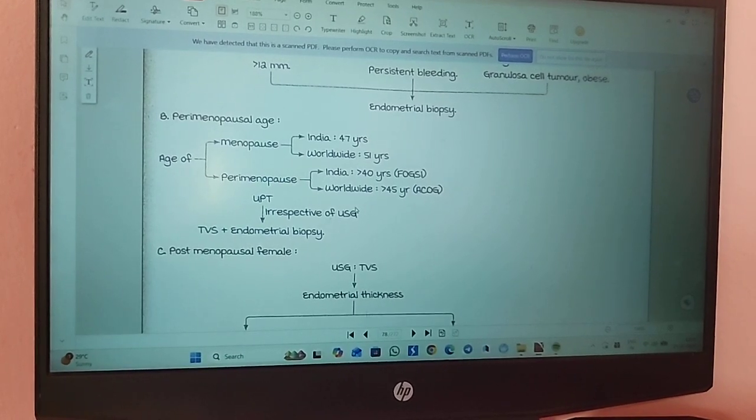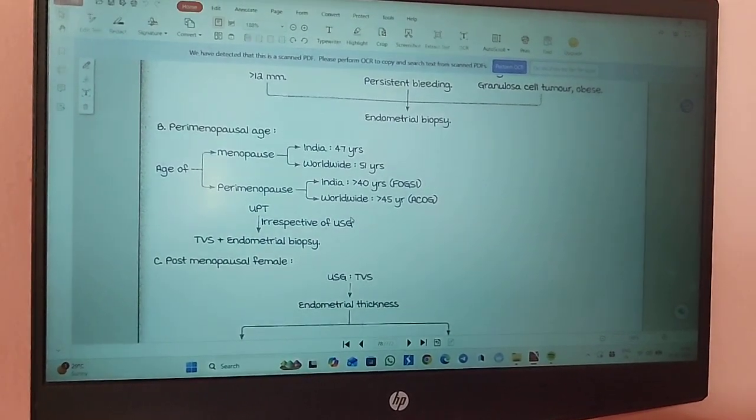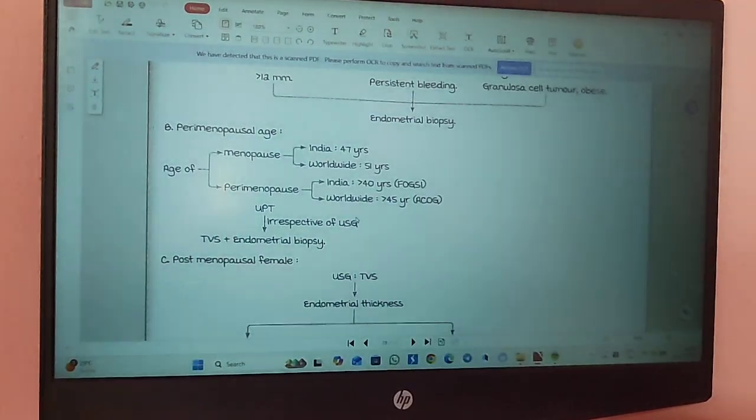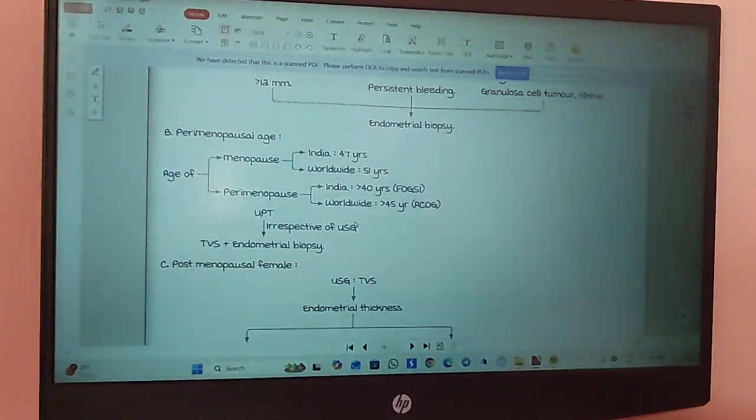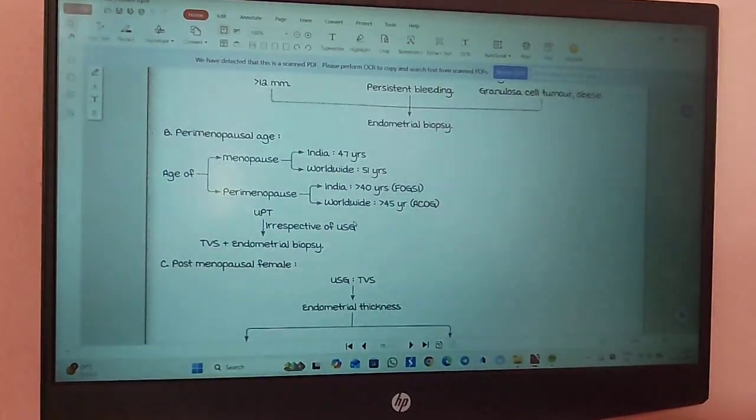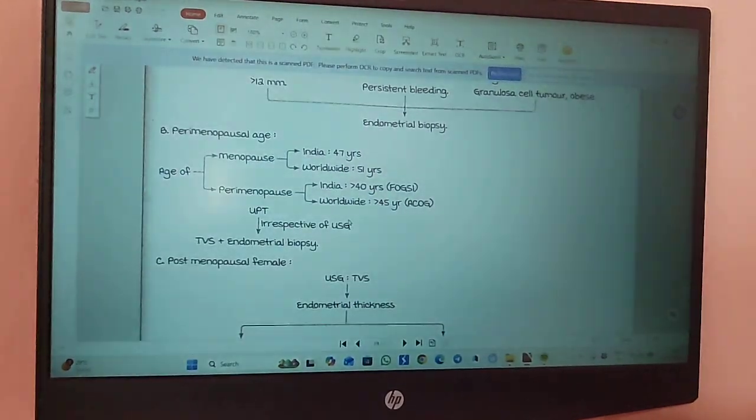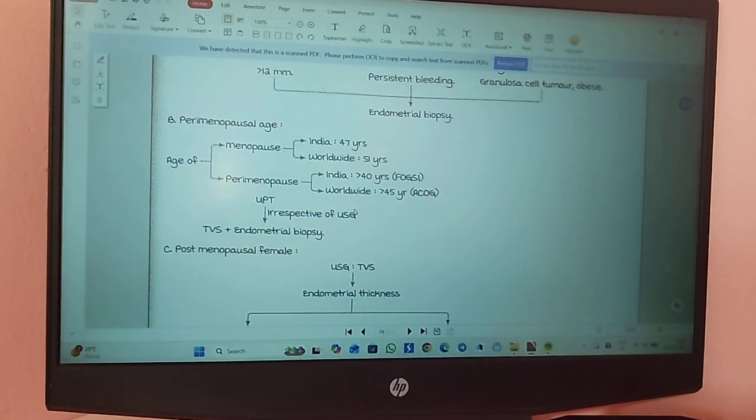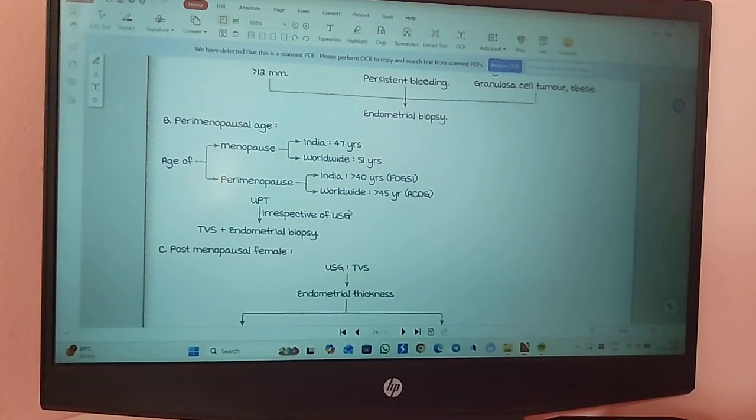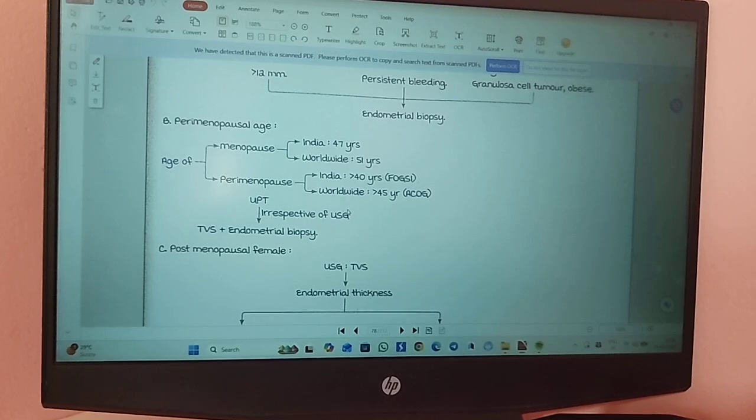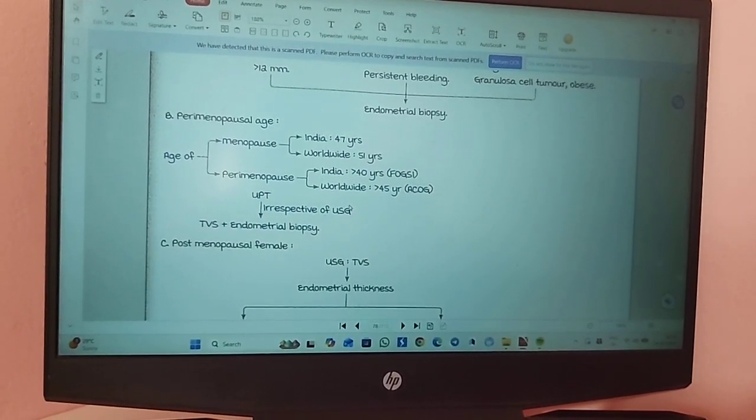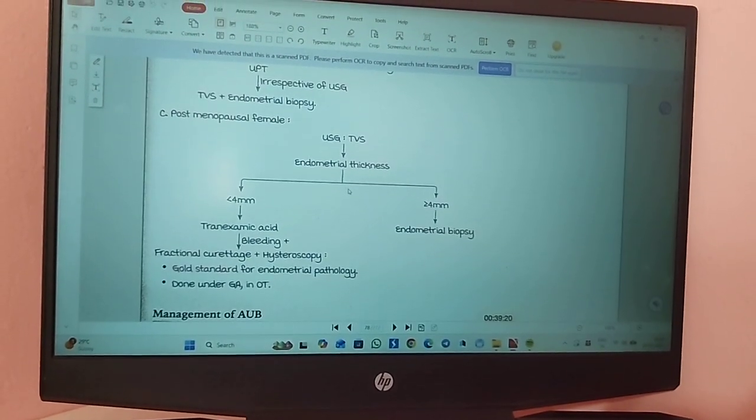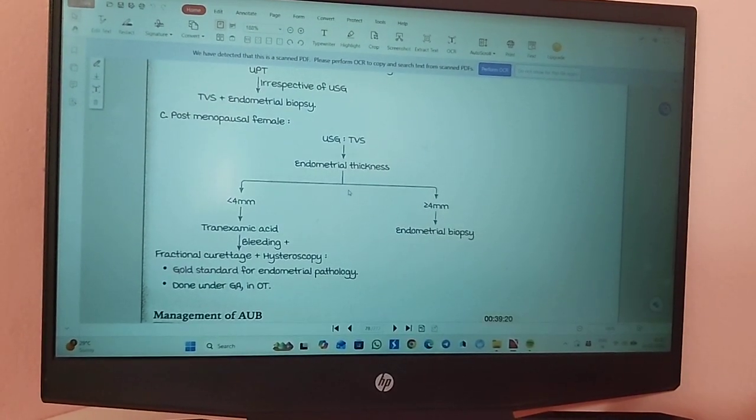Next, in case of a perimenopausal woman: perimenopause in India means women who are greater than 40 years, and worldwide greater than 45 years. Menopause in India is 47 years, and worldwide 51 years. So in a perimenopausal woman, irrespective of the ultrasonography, you should look for UPT here also. Then after that, you should do endometrial biopsy.